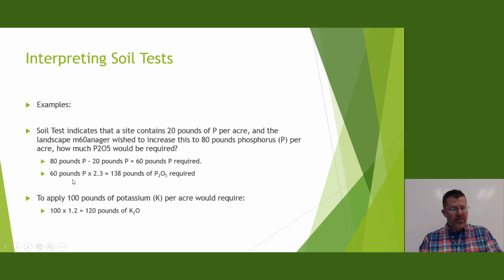So we're going to take our 60 pounds, which is the phosphorus, times the 2.3, which is going to give us 138 pounds of the superphosphate required. So to give us the 60 pounds per acre, we're going to have to multiply it by 2.3, and we're actually going to be applying 138 pounds to bring it up to the level we want. And then just another example here, to apply 100 pounds of potassium per acre would require 100 times 1.2, which will give us 120 pounds of the K2O.